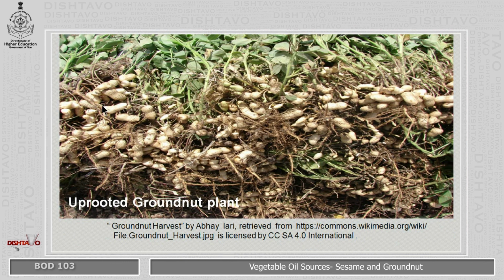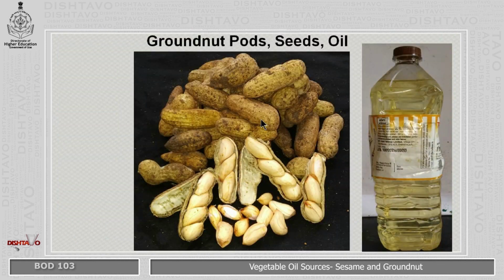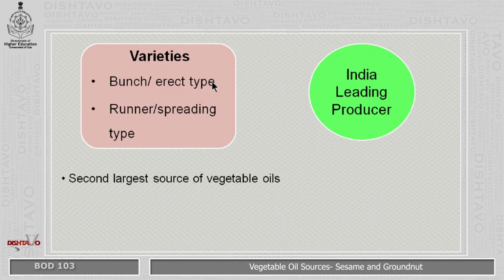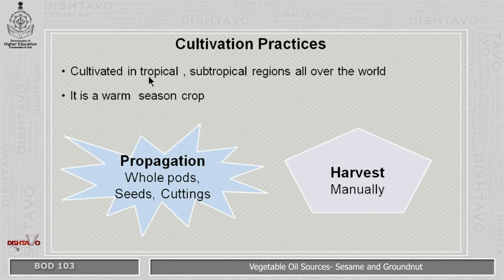This is the uprooted groundnut plant which contains these groundnut pods. These are the groundnut pods, these are the groundnut seeds, and this is the oil. Now we have two varieties: bunch or the erect type, wherein all the groundnuts are borne in a cluster near the base, whereas in the runner or spreading type the pods are borne horizontally. It is the second largest source of vegetable oils and one of the leading producers is our country, India.